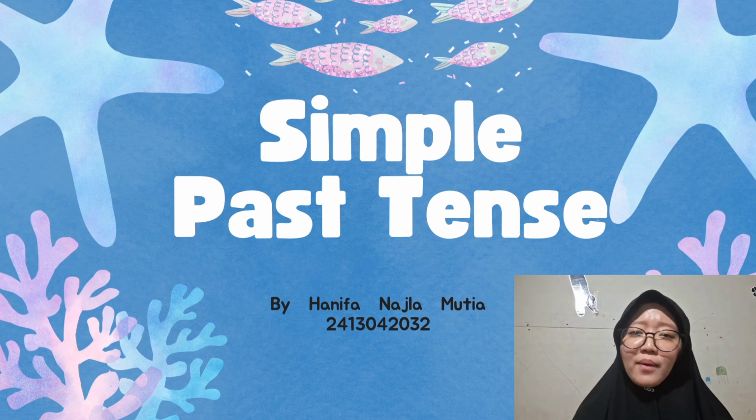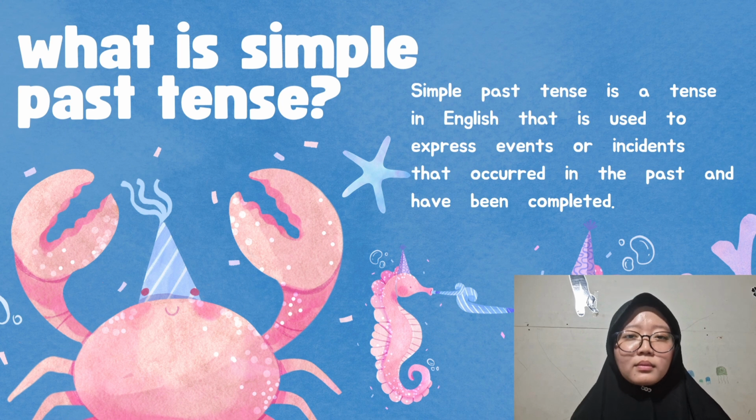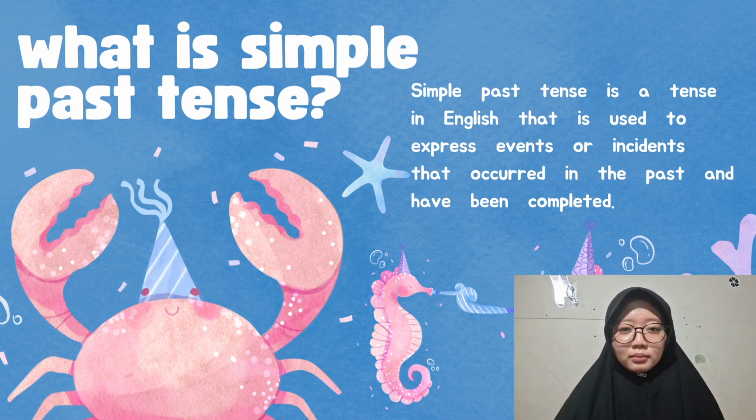Previously, have you ever heard about simple past tense? So, what is simple past tense? Simple past tense is a tense in English that is used to express events or incidents that occurred in the past and have been completed. This tense is often used to tell experiences, historical events, or activities that were carried out in the past.